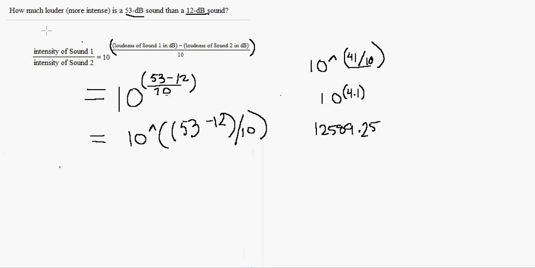Now the question further asks us to round it to the nearest decimal or integer, so it will be 12,589. So the sound with 53 decibels is 12,589 times more intense than the sound with 12 decibels.